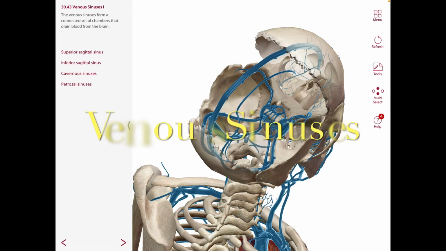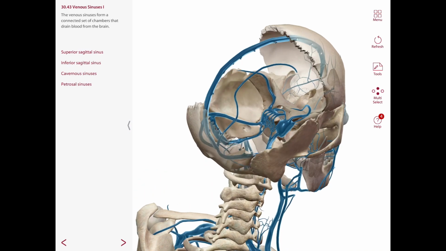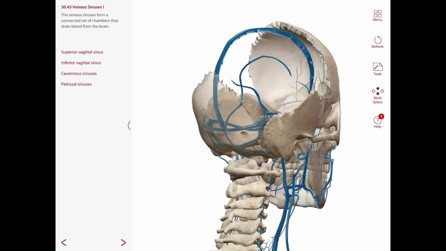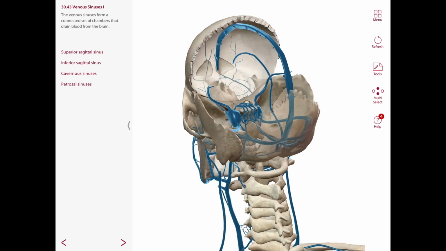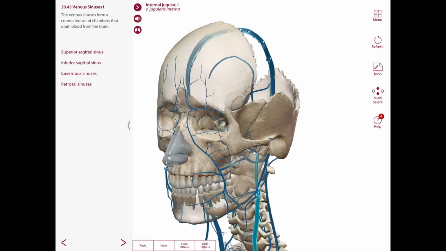Now let's talk about the dural venous sinuses. These are located between the inner and outer layers of the dura mater, and they receive blood from the brain via the superficial and deep cerebral veins, as well as cerebrospinal fluid from the subarachnoid space via the arachnoid granulations. The blood in here is collected by the dural venous sinuses, and it drains ultimately into the internal jugular veins.